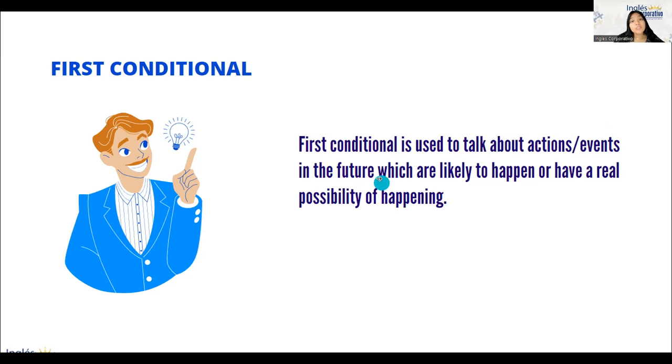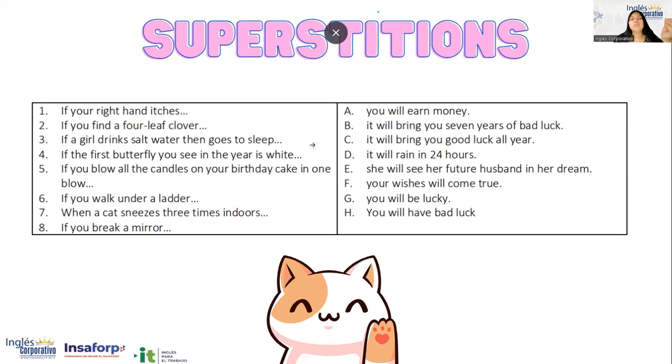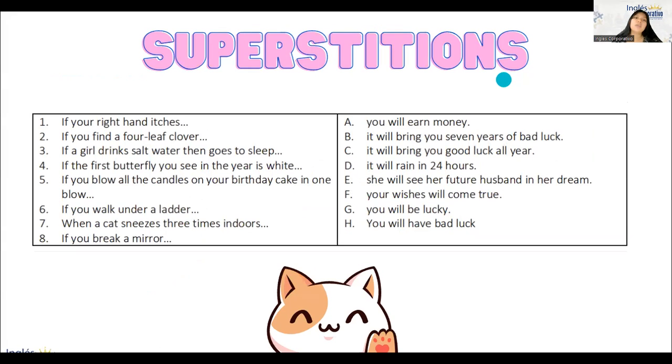Now, we use different structures, but first, here are some examples. We are going to share some examples by talking about superstitions. If your right hand itches, ¿qué es lo que sucede? ¿Qué es el significado de itches? Picar. Correct. Si su mano derecha le pica, ¿qué probablemente pase? You will earn money. Así dice, ¿verdad? Yes. That is a superstition.